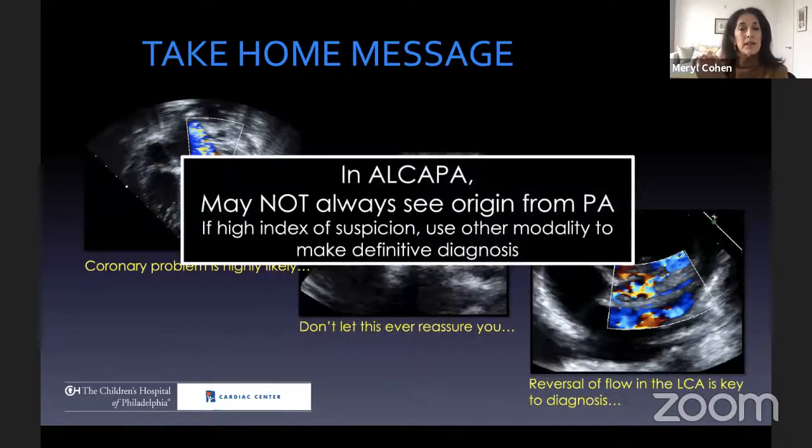So you may not always see that origin from the pulmonary artery, and if you have a high index of suspicion, use other modalities to make the definitive diagnosis. I know I keep harping on this, but I do because if you have been doing this long enough, you will have seen an error made in this diagnosis. It is critical to make this diagnosis because there is a surgical solution to it. These patients have a form of cardiomyopathy that is potentially reversible by surgery, in contrast to other patients who have cardiomyopathy. So it's very important to make the diagnosis as soon as you recognize that there's an issue.